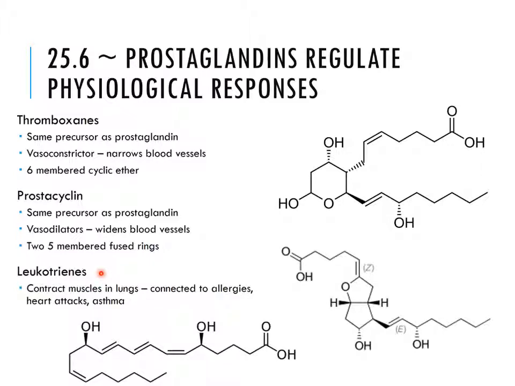And then the last one in our prostaglandin category are the leukotrienes, and these help contract the muscles in the lungs. So this can be for good reasons, but it can also be because of a heart attack or an asthma attack or even just allergies. And it is a long carbon chain that contains a carboxylic acid and a diol group. So spread out, but a diol group.